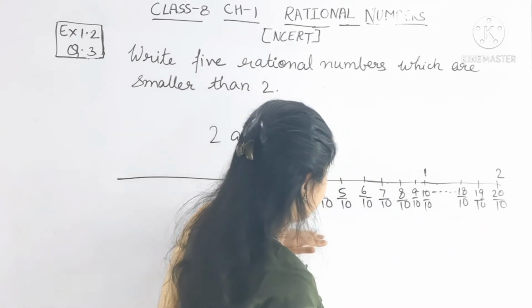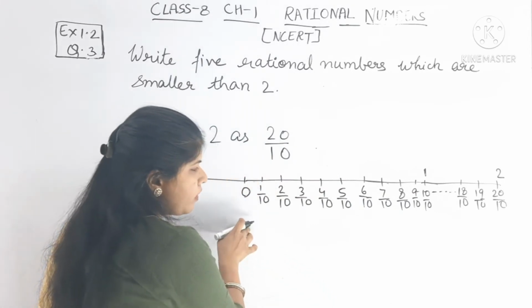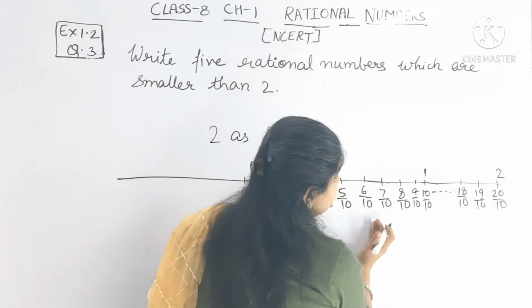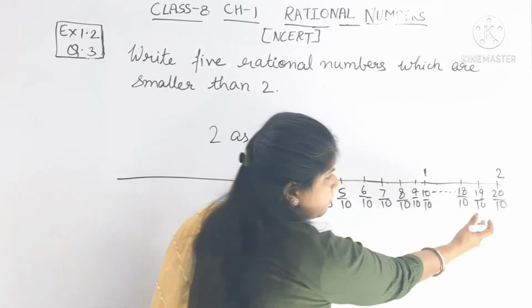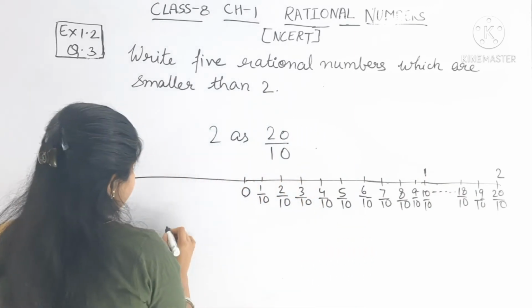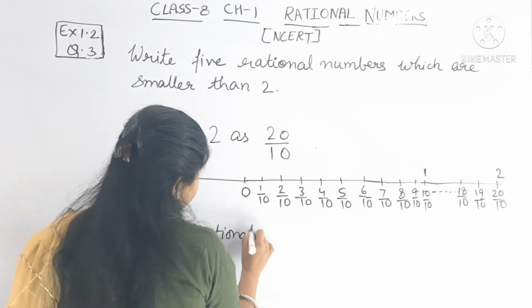10. So here these are greater. Okay, if you go from left to right, these all are greater. So smaller than 2 means any number before 20 by 10. Okay, that is the 5 rational numbers. So 5 rational numbers you can write.